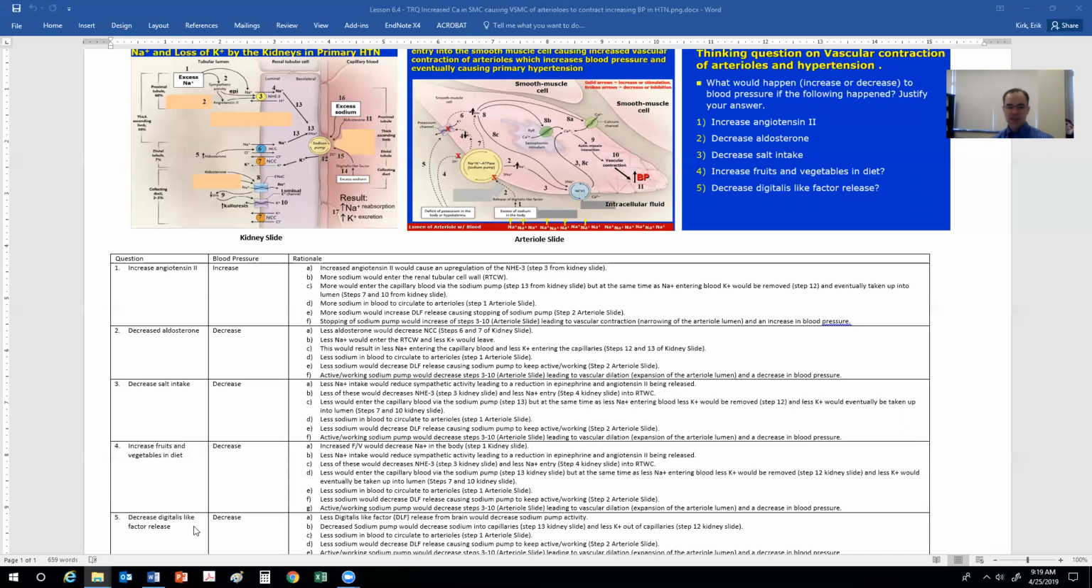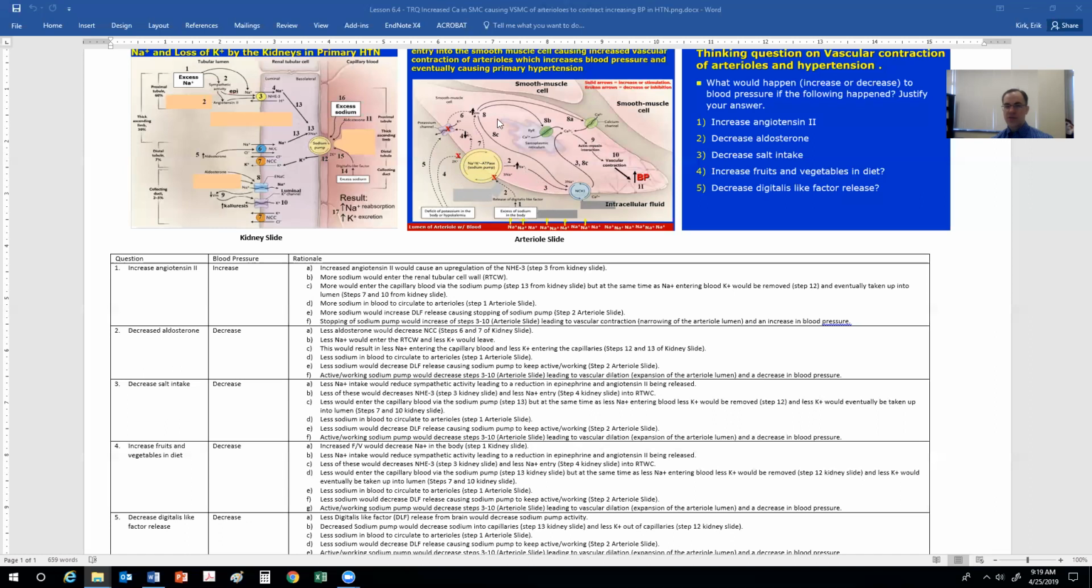What about a decrease in digitalis-like factor? Well, same thing, a decrease in digitalis-like factor in the kidneys would reduce the sodium pump, so less sodium would be reabsorbed into the capillaries. Less sodium then in the capillaries would mean less sodium would make its way to the arterioles. Less digitalis-like factor would be present to turn off the sodium pump, so the sodium pump would be active.